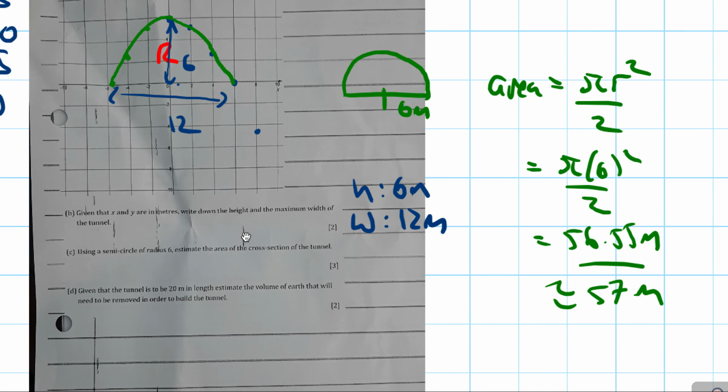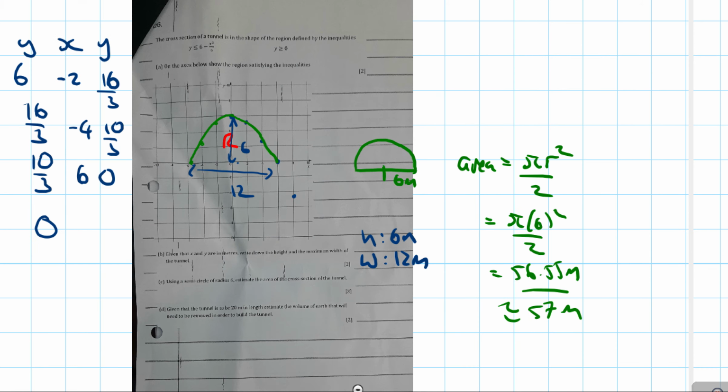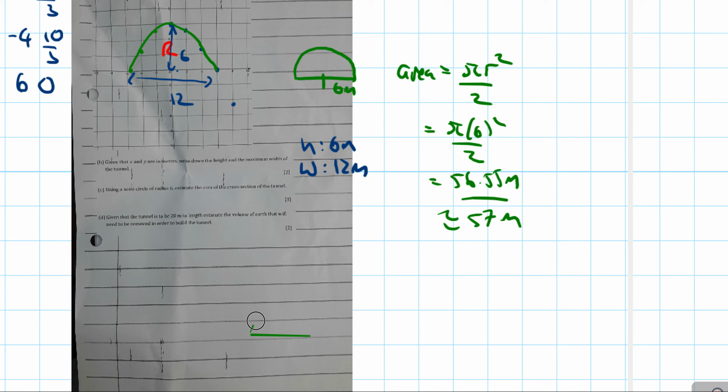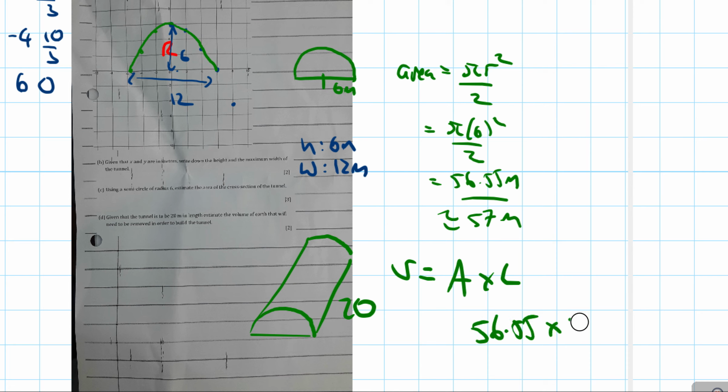Given that the tunnel is to be 20 meters long, estimate the volume of earth that we need to remove in order to build the tunnel. For this one, we're going to assume that the shape has a cross-sectional area of about 57 and the same cross-sectional area along a length of 20 meters. So area times length is equal to volume. The cross-sectional area is about 56.55, times that by 20, which gives an answer of 1131 meters cubed, and that's going to be your volume.